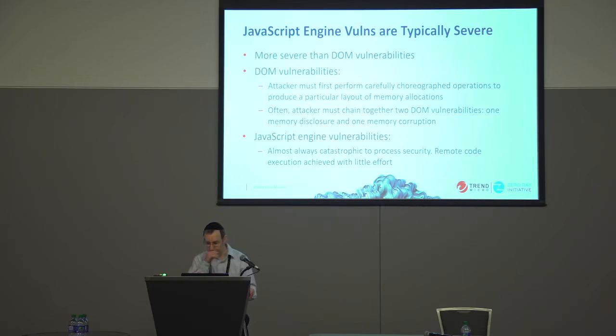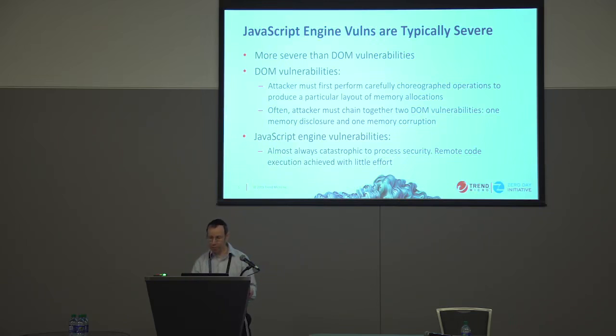For example, perhaps some DOM API could be tricked into writing a fixed value to a single memory location. To exploit such a bug, an attacker first needs to perform a large number of carefully choreographed operations to arrange allocations in memory in just the right way so that the memory corruption that's triggered by the vulnerability will affect some particular structure that the attacker can use to their advantage.